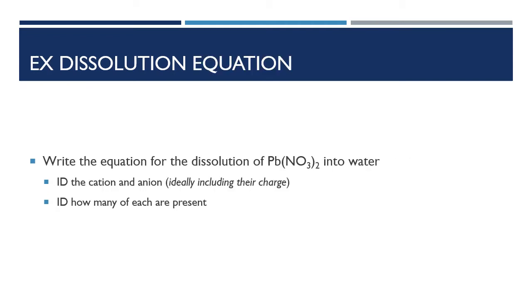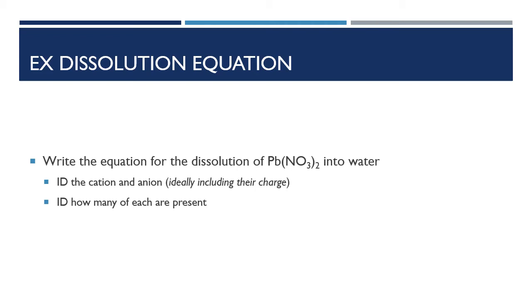Let's do another example of a dissolution equation. Write the equation for the dissolution of lead(II) nitrate into water. Reminder, you should identify who the cation and anion are. Ideally, you may also want to identify their charges at this time. Also identify how many of each of them are present.